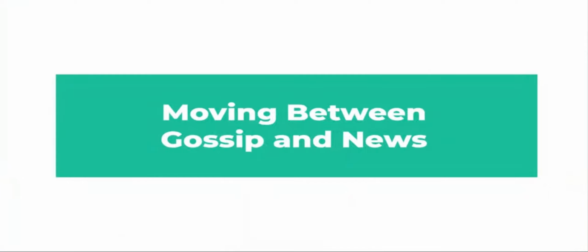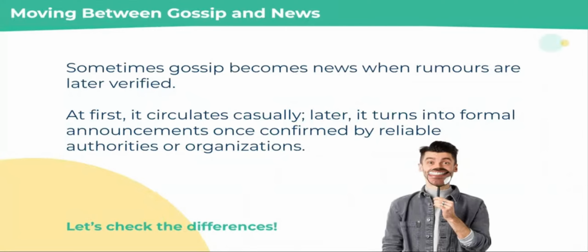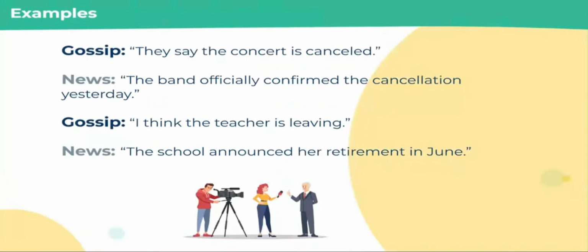So now let's look at moving between gossip and news. Sometimes gossip becomes news when rumors are later verified. At first, it circulates casually. Later, it turns into formal announcements once confirmed by reliable authorities or organizations. So let's have a look at the difference. Gossip says, "They say the concert is cancelled." The news said the band officially confirmed the cancellation yesterday.